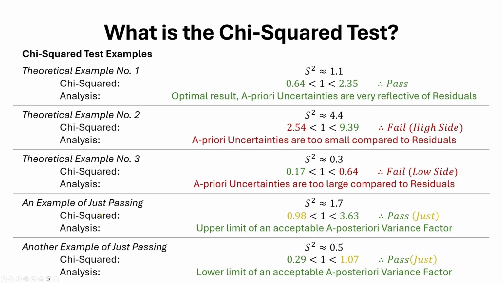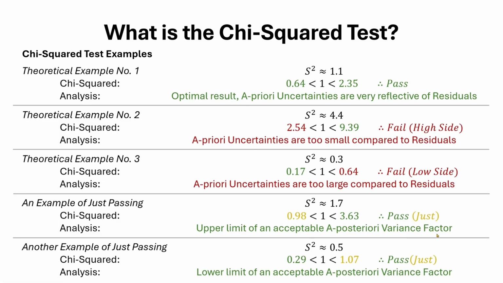And here's an example of just passing. I've sort of created this using our range. So in this, our variance factor is 1.7. When we calculate the tails, we get 0.98 is less than 1. It is just. And then that's less than 3.63. You can see that this 1 is sitting very close to this tail. That's a pass just. This is the upper limit of an acceptable a posteriori variance factor based on the parameters that we're following through.